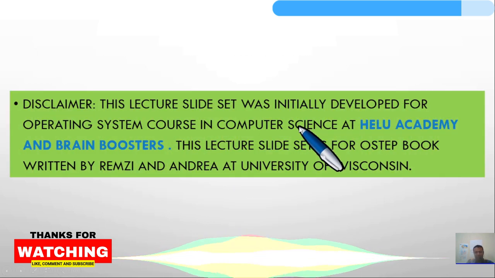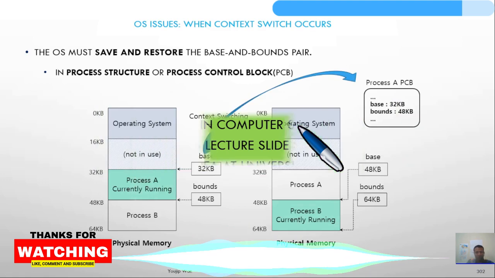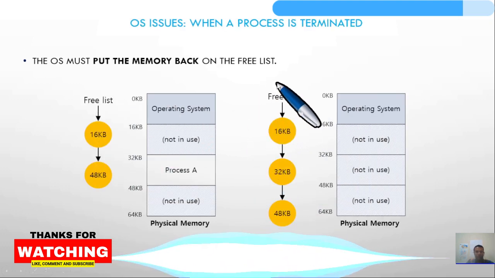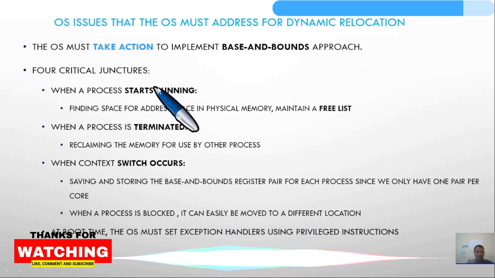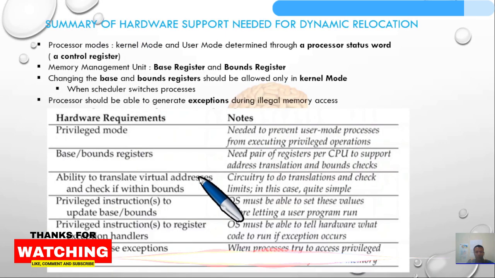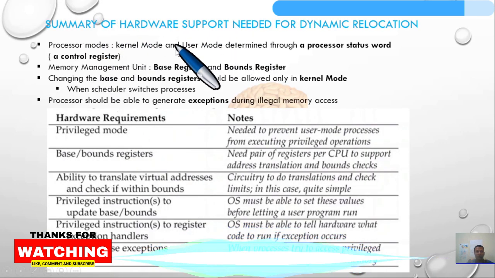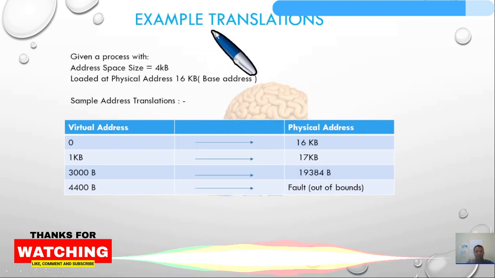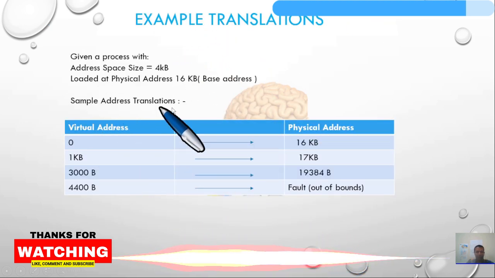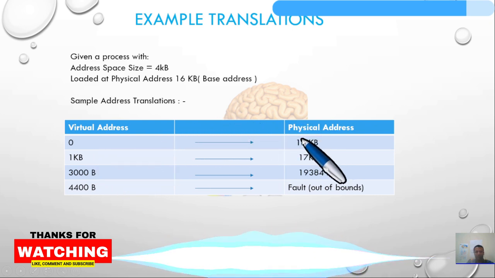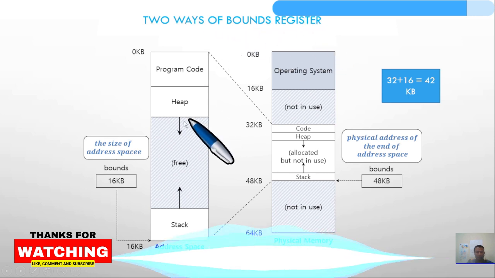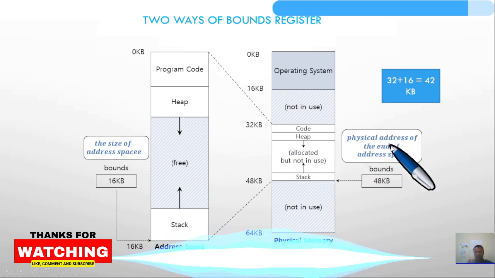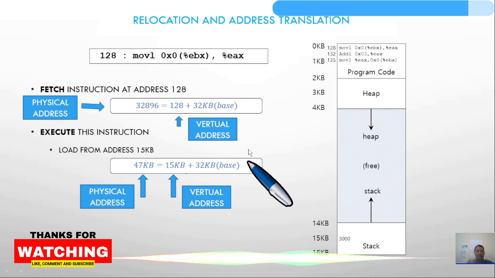So in a nutshell, that was chapter 15. We discussed the issues: when a program starts, terminates, and switches, everything that happens, and a summary of the hardware support, what the base register and bound register are. We also saw an example of how to translate from a virtual address to a physical address, what a virtual address and a physical address are, and two ways of defining the bound register. We can use the virtual address space of the process, or we can use the physical address, and both express the same thing.